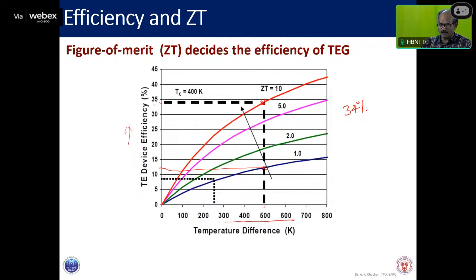But a ZT value of 10 is very, very difficult, almost impossible. Typical materials have a ZT value between 1 and 2, as I already said. So suppose I consider one that operates at a temperature difference of nearly 250 degrees centigrade or Kelvin, both are the same when it is a difference. Then you can have a typical efficiency of nearly 8%.